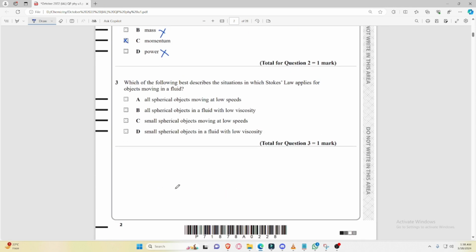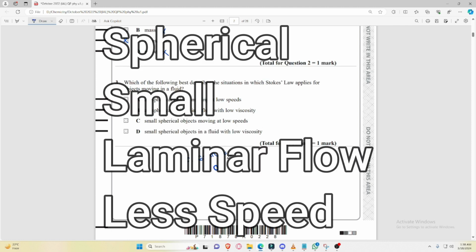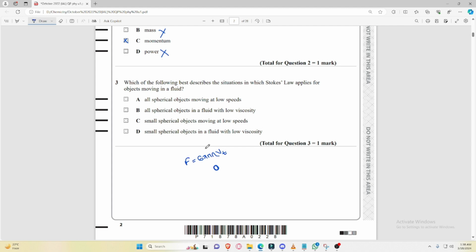Next question. Which of the following best describes the situation in which Stokes' law applies for an object moving in a fluid? What is Stokes' law? Stokes' law is when the drag force you can write as 6 pi r eta and terminal velocity. That means this is the drag force. When can you do this? When the object is spherical, when the object is small, when the flow is laminar, and when it moves with less speed. So these are the 4 points for obeying Stokes' law.